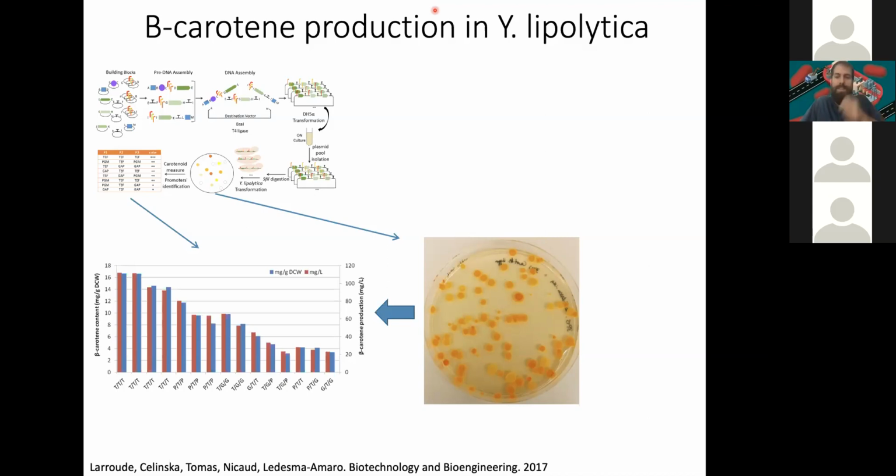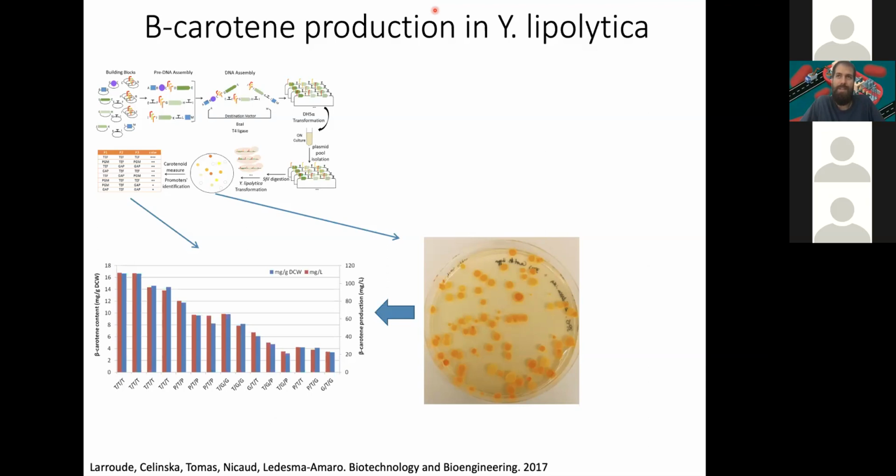Well, in this particular case, we wanted something that was constitutive, so we didn't need any inducer. Normally in bioproduction, like in large scale, you want to avoid inducers because they are normally expensive. Sometimes difficult to obtain in enough amounts. Sometimes they are even toxic. So it's better not to rely on inducible promoters.